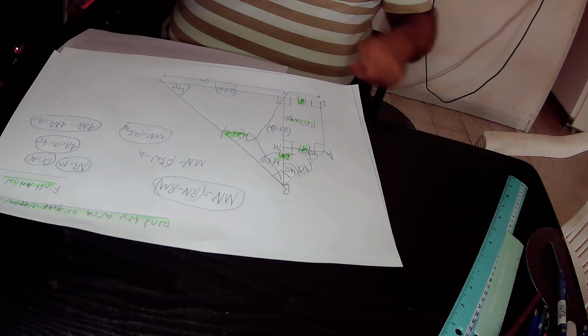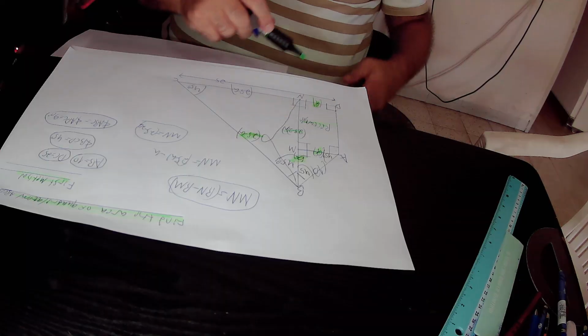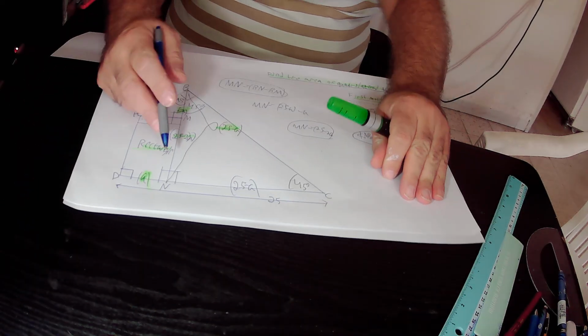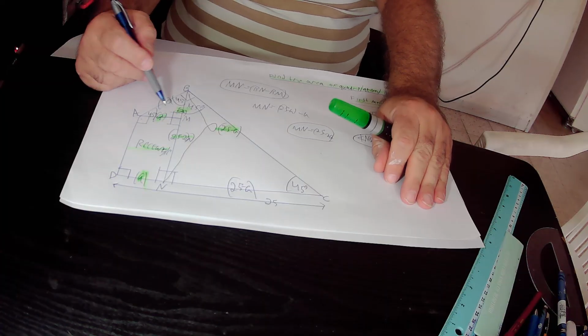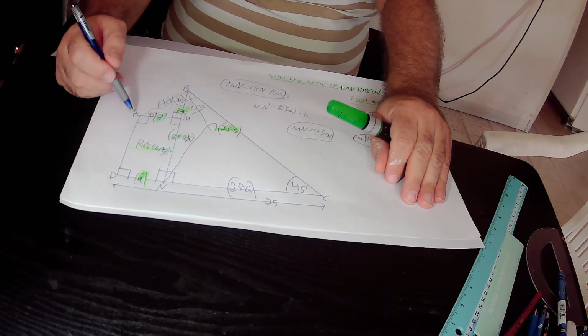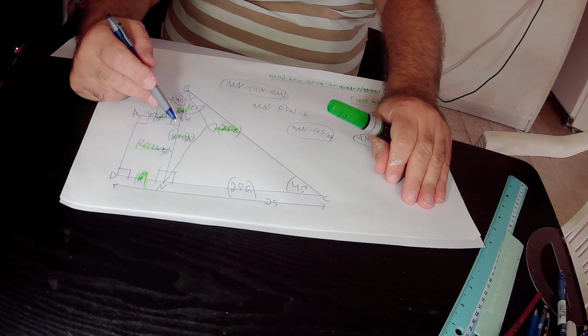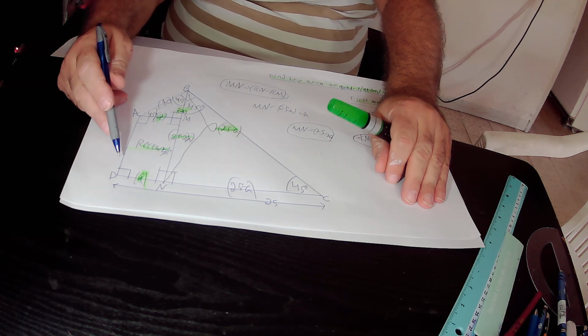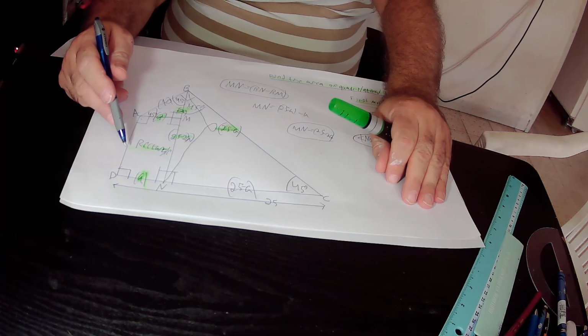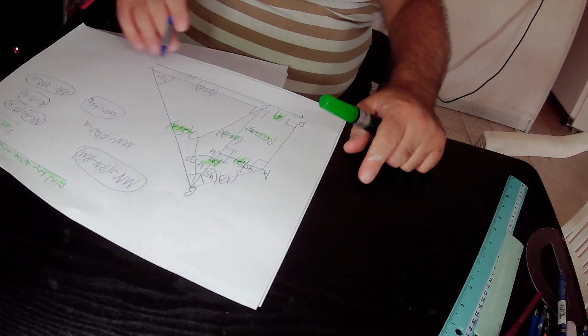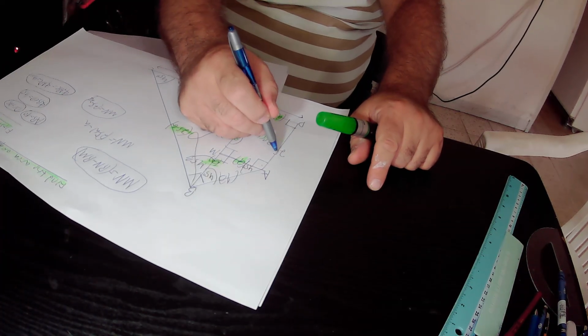But in rectangle AMDN, this is rectangle AMDN, side MN must be equal to the opposite side AD, but MN is 25 minus 2A, therefore AD must also be equal to 25 minus 2A units in its length. AD equals 25 minus 2A units in its length.